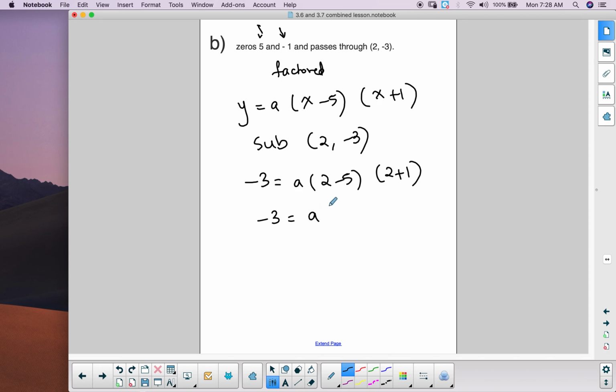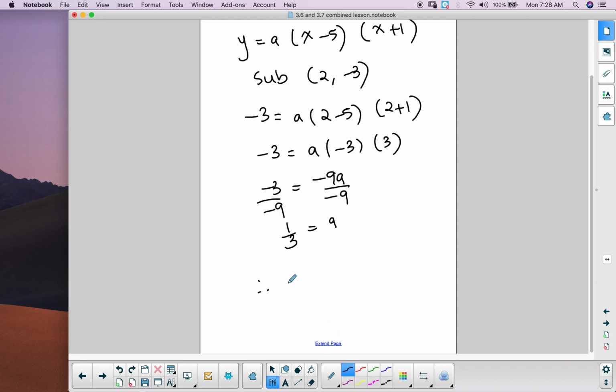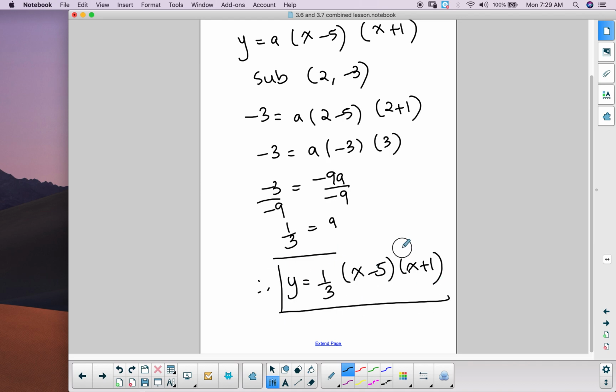-3 is equal to a(-3)(3). -9a equals -3. Divide both sides by -9, and you get a equals 1/3. So therefore, the equation of this quadratic is y equals 1/3 (x minus 5)(x plus 1). It's in factored form.